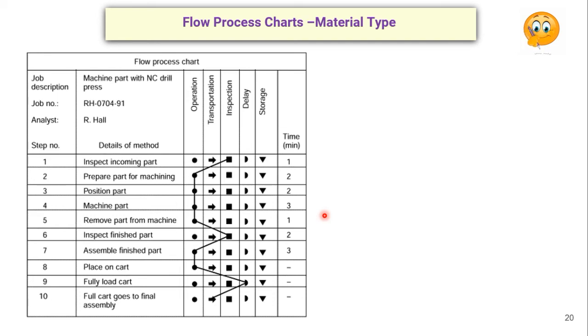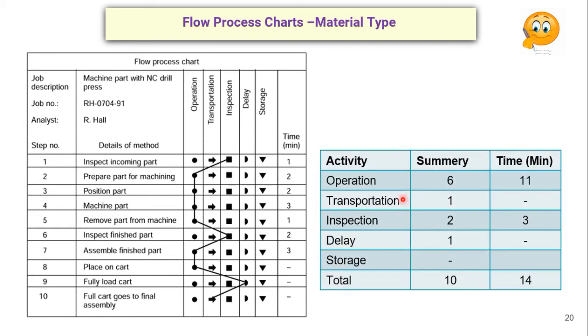So we'll see the summary. What is the summary? There are 6 operations, so if you see, 1, 2, 3, 4, 5, 6 operations. Transportation, from the first, only one transportation. Inspection, 2 rectangles, 1 and 2. How many delays? Delays is 1. So how many activities were carried out? Total 10 activities. And how many minutes are required? 14 minutes are required for this activity. So this will give the bird's eye view of what is exactly happening.